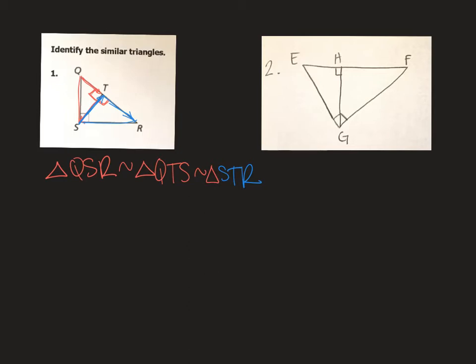So in number 2, for that whole triangle, I'm going to say E to F to G. So hypotenuse to long leg to short leg. And we'll just erase that to make it easier to see.